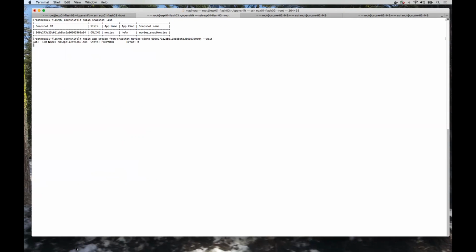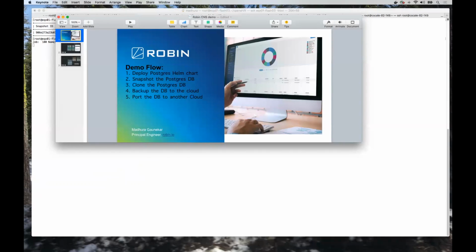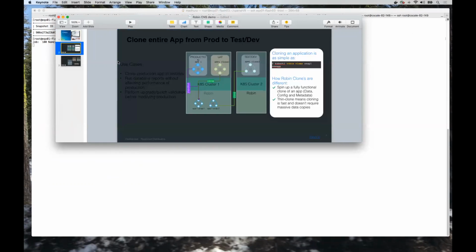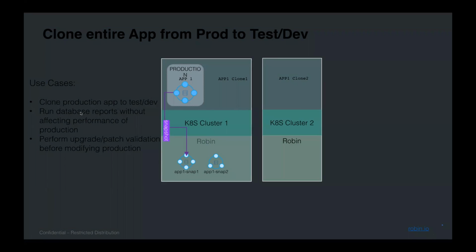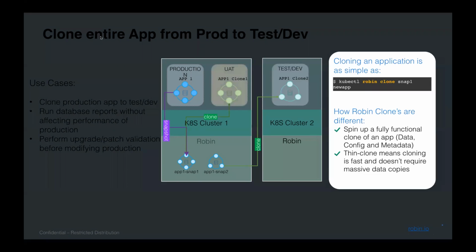So when I say I'm creating a clone, what I'm actually doing is replicating my application. Consider an environment in which you have production and test/dev. You can create a clone of your production app, by clone, I mean a replica of your app. Now suppose you have to run some database reports. You can run them on that dev application without affecting the performance of your production app.